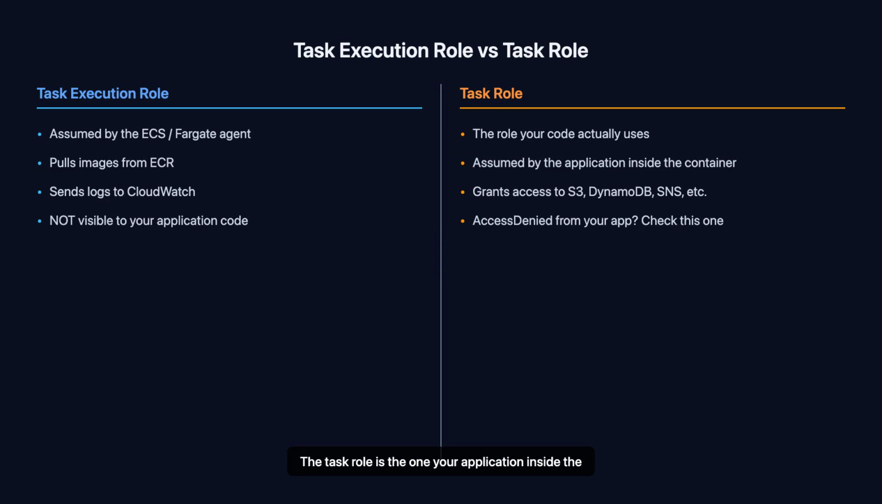The task role is the one your application inside the container actually assumes, and it's what grants access to services like S3, DynamoDB, and SNS. So if your container gets an access denied calling S3, even though you thought you added the permission, check the task role, not the execution role. 9 times out of 10, the permission got attached to the wrong one.